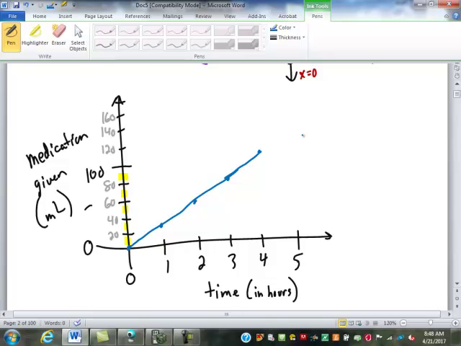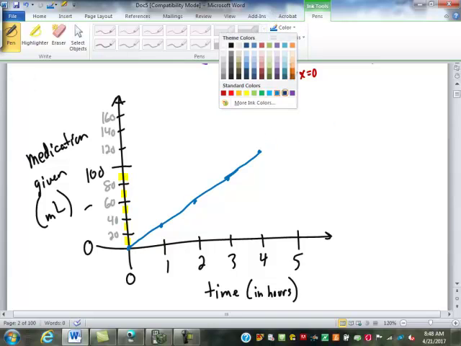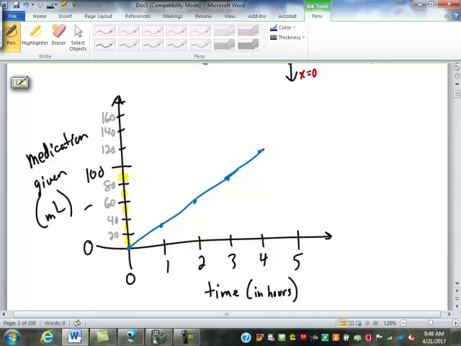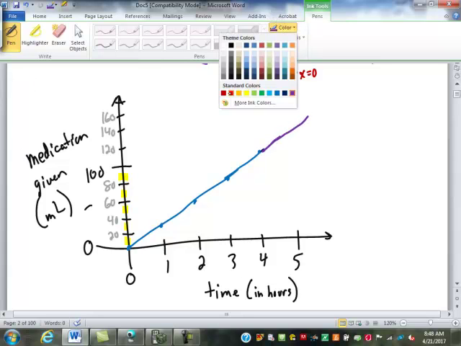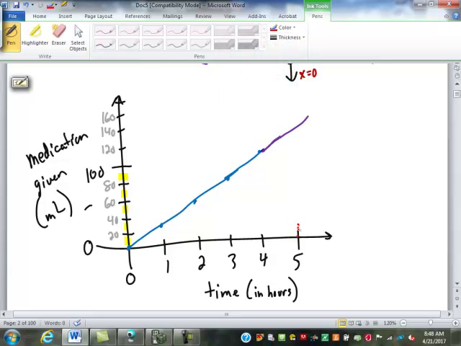And let's say we stop keeping track at that point, or we've reached the 4th hour and we haven't made it to the 5th hour yet. We can use this to predict. I'm going to switch colors so you can see that the next piece is prediction. If I extend that line out, I can predict. At 5 hours, I trace that up until I hit the line.